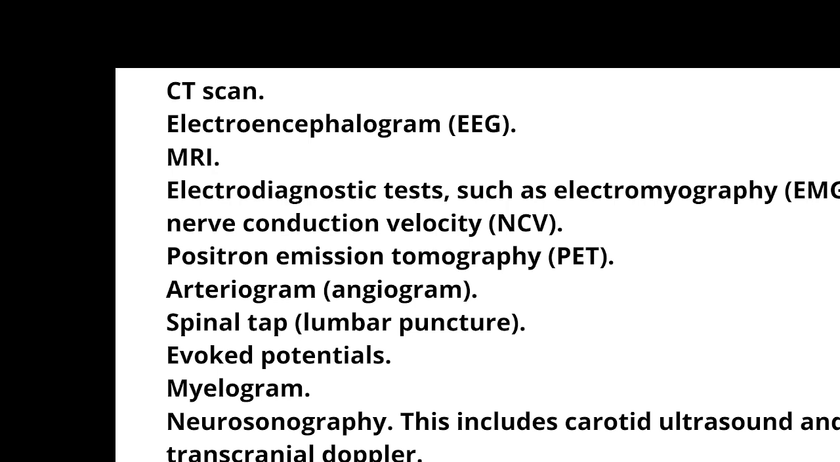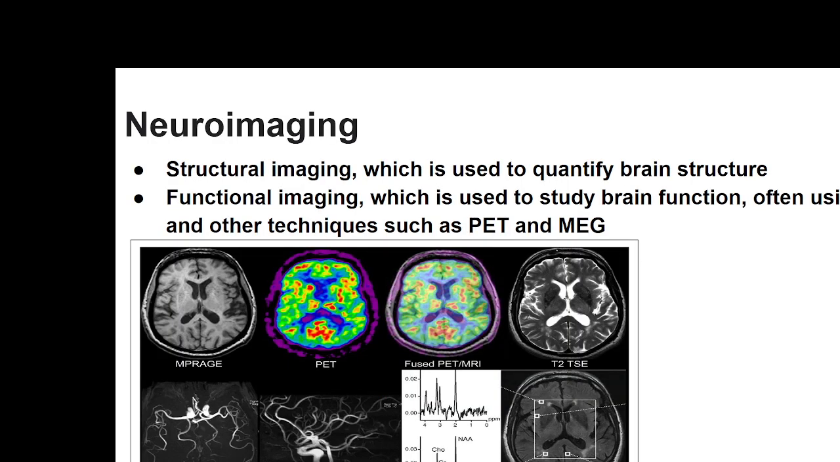electroencephalogram, MRI, electrodiagnostic tests such as electromyography or nerve conduction velocity studies, and positron emission tomography or PET scan, arteriogram or angiogram, spinal tap or lumbar puncture, evoked potentials where you stimulate the nerve endings, then myelogram, neurosonography, which includes the transcranial Doppler also, ultrasonography, the usual sonography also could be used.